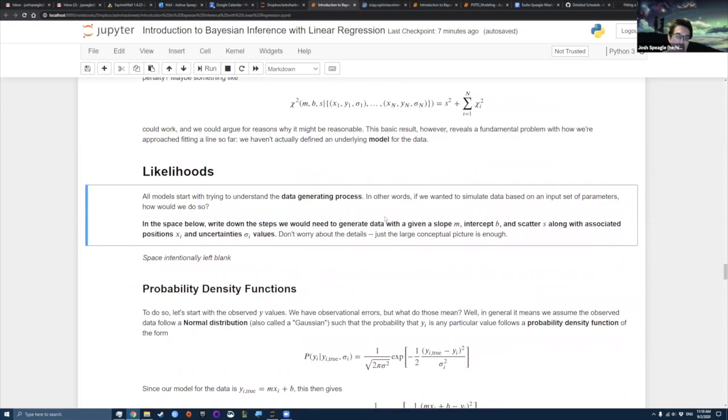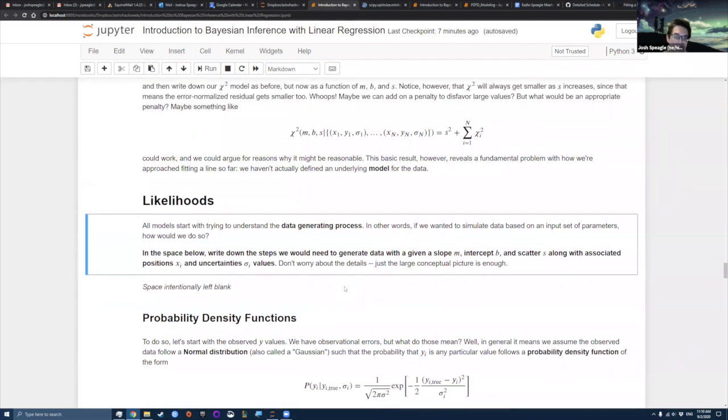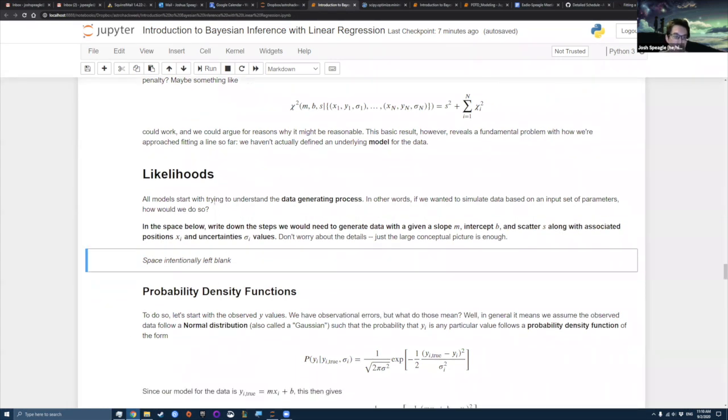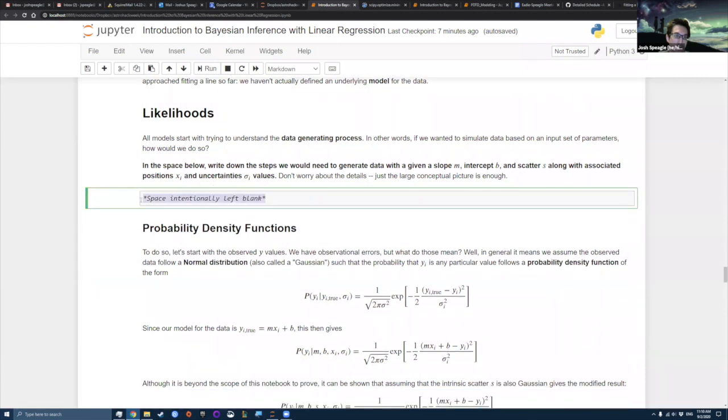And so all models really start with trying to understand a data generating process. In other words, if you want to simulate data based on an input set of parameters, how would we do so? The way I like to think about it is, if we go back to the method that I'm using to generate mock data, what are all the step-by-step approaches that we're using in Python to generate that mock data? So I've left some space here for people to fill in their own way of writing some of this down.